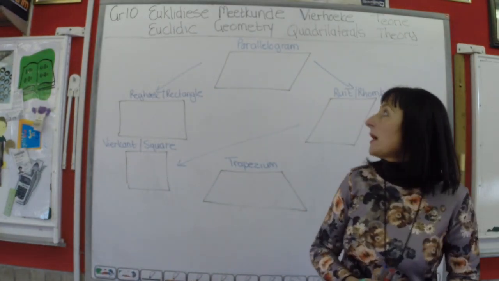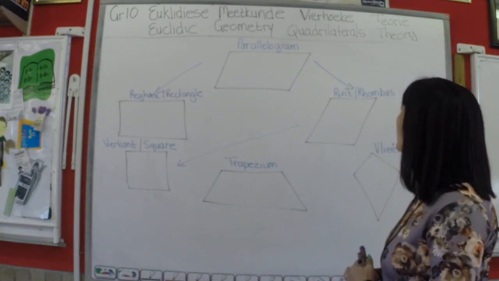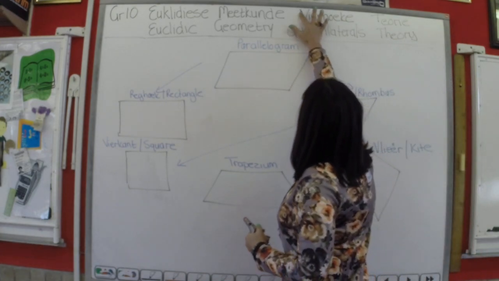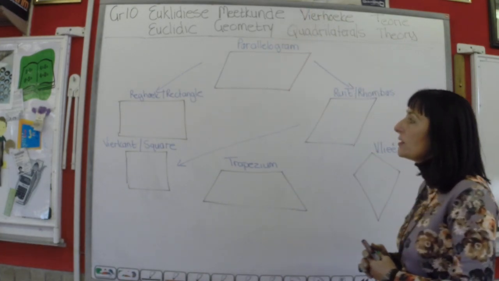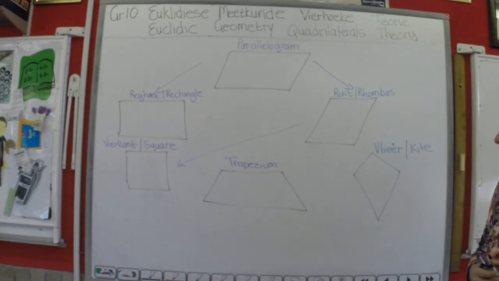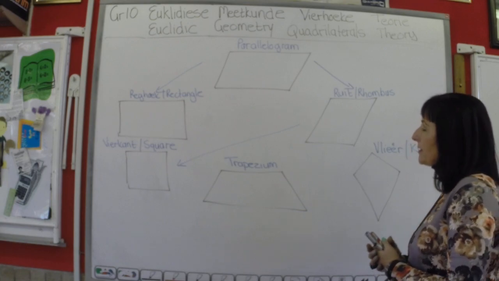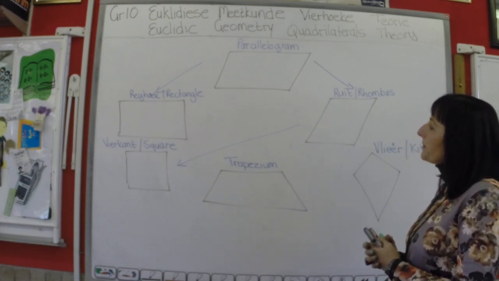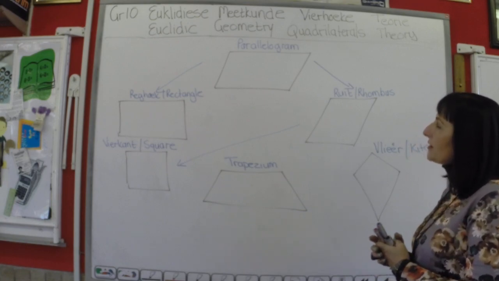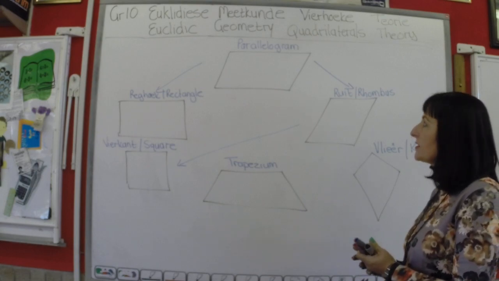Tiens, ons is terug and now we're going to do some theory on quadrilaterals. Vierhoeke. Teorie wat jy moet ken oor vierhoeke. Goed, dit is baie belangrik. As ons meetkunde wil doen, moet ons hierdie teorie baie goed ken. Let's start with the 6 different quadrilaterals that we must know the properties of.